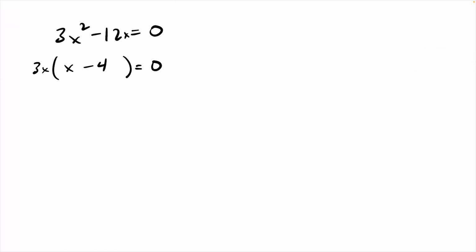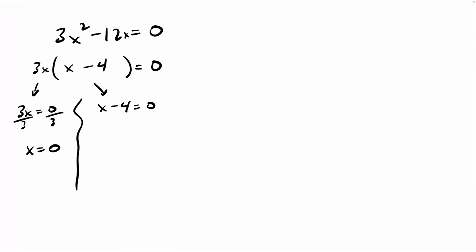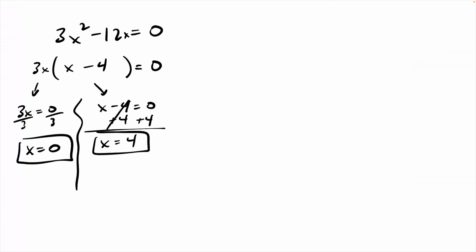So 3x equals 0. x minus 4 equals 0. Divide by 3, we get x equals 0. That's one of my critical values. x equals 4, that's another one of my critical values. So those are critical values. These two are where f prime of x equals 0.